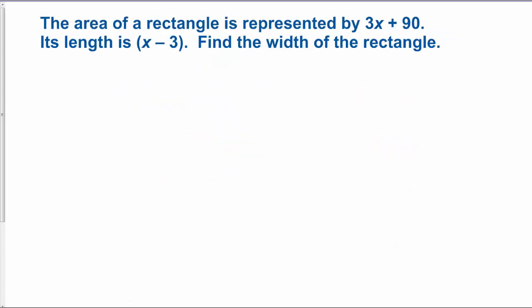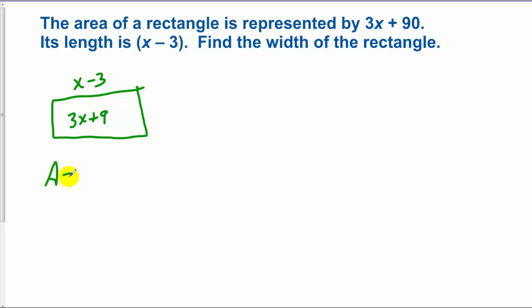So now we'll do a little application. We have a rectangle with an area of 3x plus 90. So I'm just going to write 3x plus 90 on the inside. And its length is x minus 3. We want to find the width. We know the area is equal to the length times the width. So what I'm going to do in order to find my width is divide by the length. And we'll do this using long division.